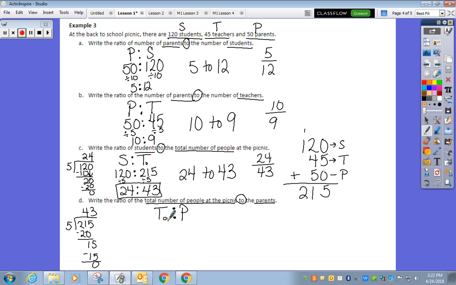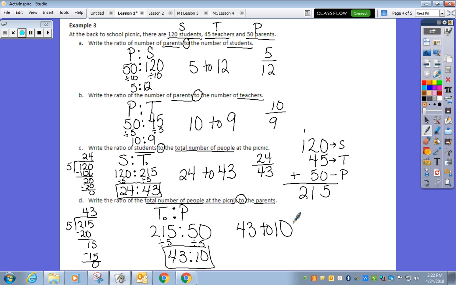So now for my total, it's the same total, the 215, to the number of parents, which I have as 50. Once again, they can both be divided by 5. 215 divided by 5, we've already got that math, it's 43. And 50 divided by 5 is 10. So we've got 43 to 10. These do not have a common factor. So that is our simplest form. We can write it with the word "to" or as a fraction.